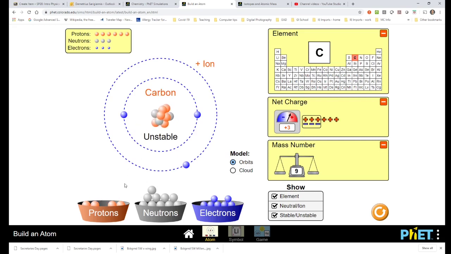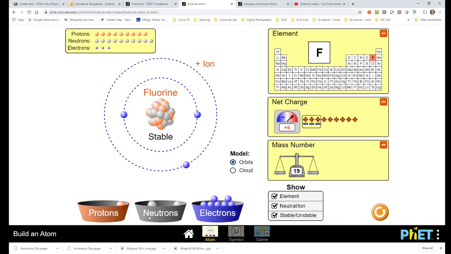Boron. So notice if I add protons, the element name changes, right? The neutrons only affect the stability of the atom. So there's carbon, what is that, carbon 14? Yeah, carbon 14, that's unstable. I'm going to add a few more protons, and we're going to get to fluorine. All right, so we've got fluorine here. Let me make it stable. Oh, sorry, yeah. So fluorine, this is mass number 19.